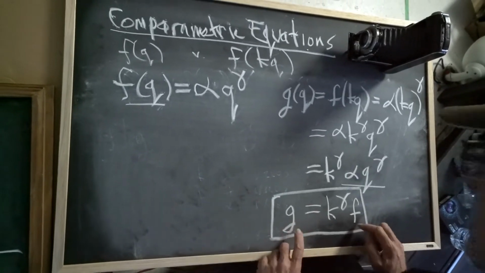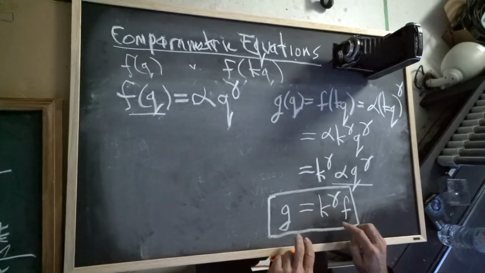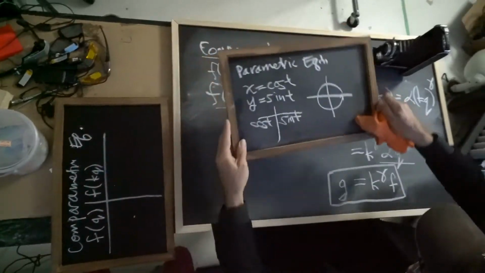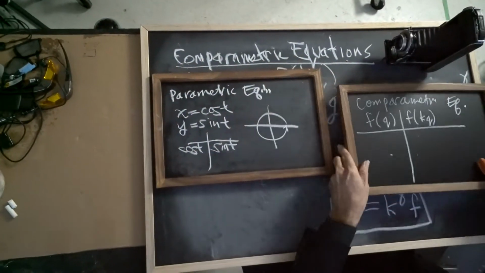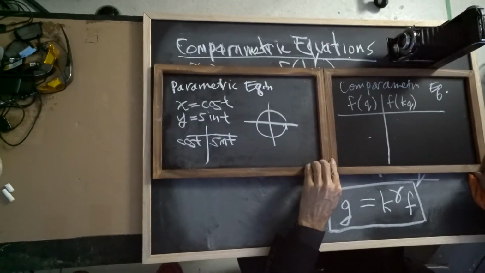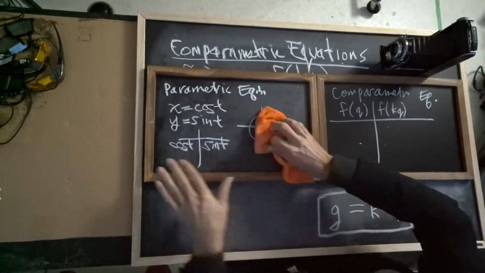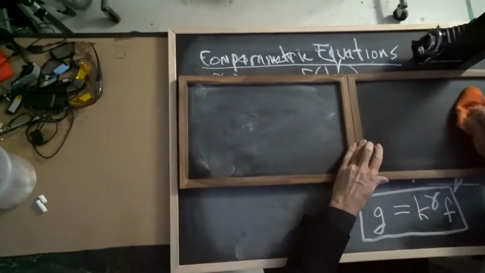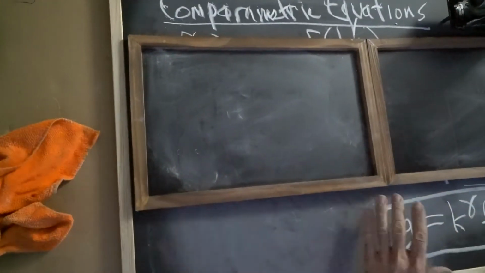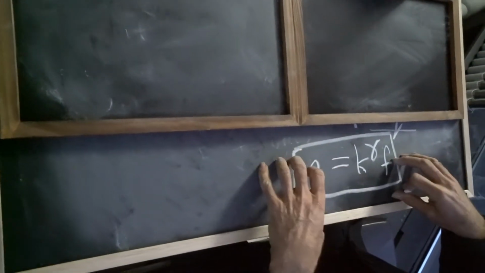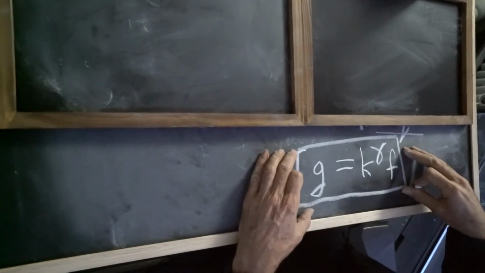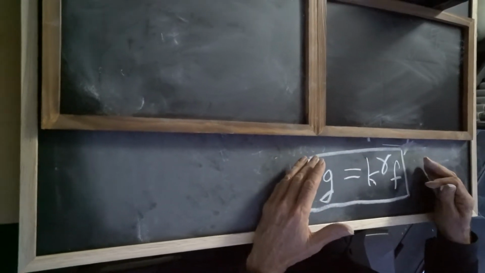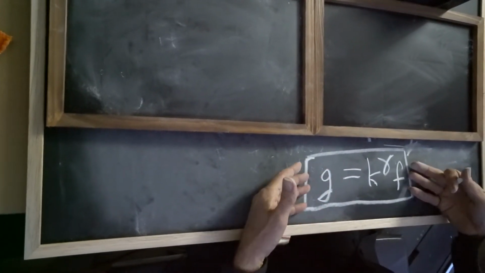So to solve a comparametric equation, we could ask the question: if I didn't know what that was right there, and that was all blank, and I didn't know how this equation came about, but I just told you that I'm thinking of an equation here. This is g equals k to the gamma f. And I'm going to ask you, tell me what f of q is when this is the relationship between g and f.